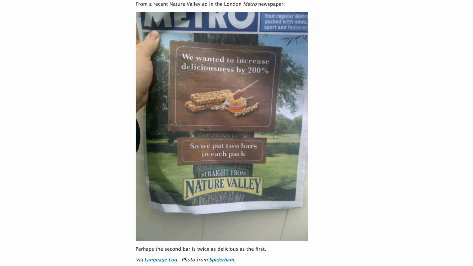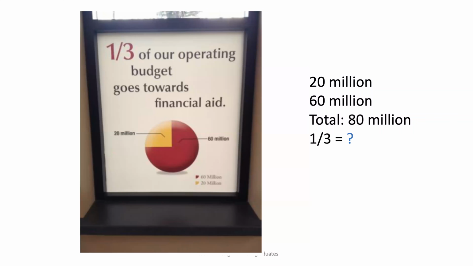Here's another example. Have a look at this. We'll look at it together. A funding organization made a big advertisement to say one third of our operating budget goes towards financial aid. So 20 million goes into financial aid, 60 million is the rest. So 20 million is one third of 60 million. No, it's obviously not, because it's one third of the total that we're interested in.